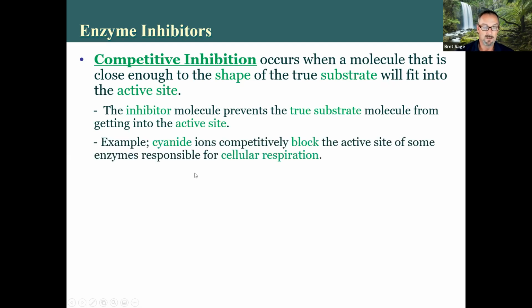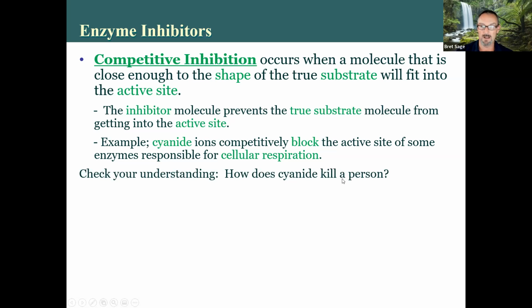So for example, cyanide ions completely block the active site of the enzymes responsible for cellular respiration. And this is why cyanide kills you, because without enzymes, you cannot generate the energy you need to stay alive. And if cyanide is blocking those, then you can't release the energy you need to stay alive and you die. How does cyanide kill a person? Well, it blocks the enzymes that give you the energy, ATP, to make you alive, and you die because your enzymes aren't working.